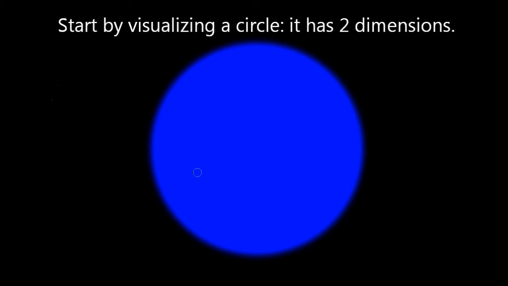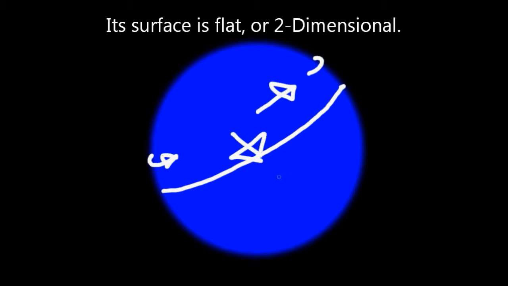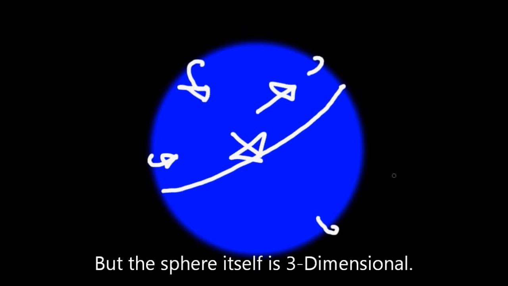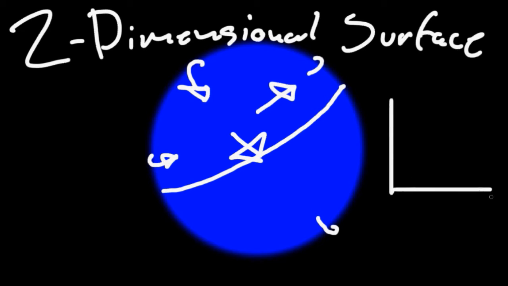Start by visualizing a circle. It has two dimensions, height and width. We can view the circumference as the one-dimensional surface of the circle, but now this is a sphere. Its surface is flat or two-dimensional, but the sphere itself is three-dimensional. On its two-dimensional surface, we can move anywhere along the y or x-axis and return to our point of origin, as the arrows indicate. But the universe is a four-dimensional sphere.